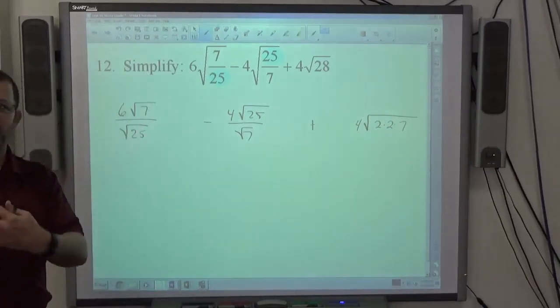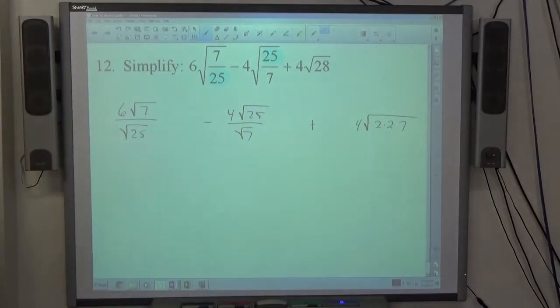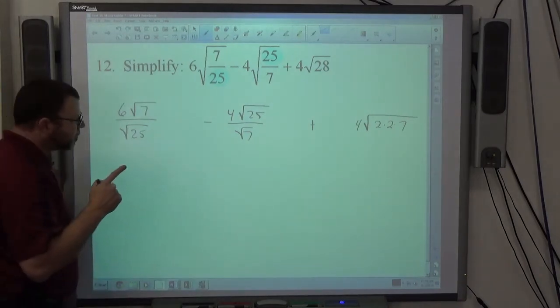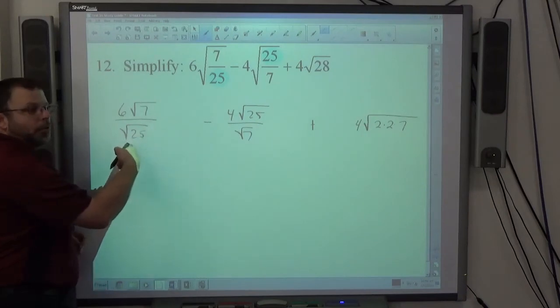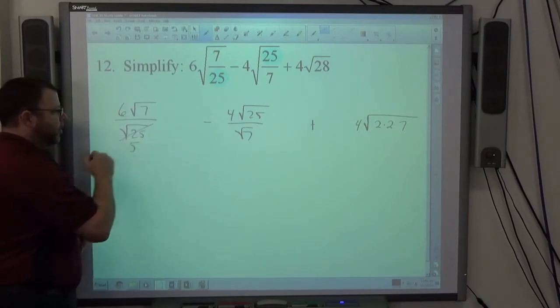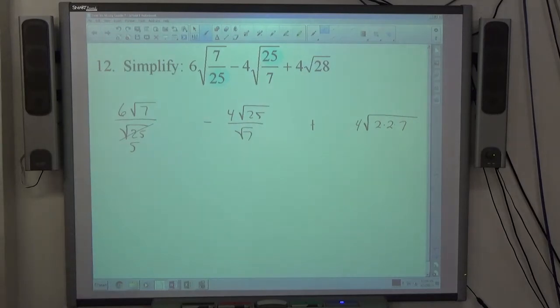So you just kind of get into a groove on these problems and don't think while you're doing them. Then you might miss out on some easy stuff. First off, the reason I'd multiply top and bottom of this by the square root of 25 is I don't want square roots in the bottom. Square root of 25 is 5, I don't have a square root in the bottom. So that's already fixed.